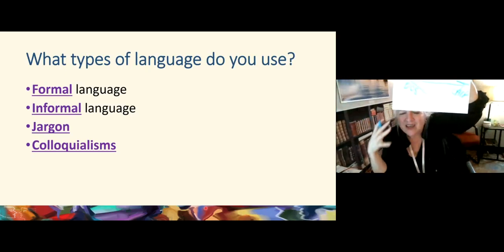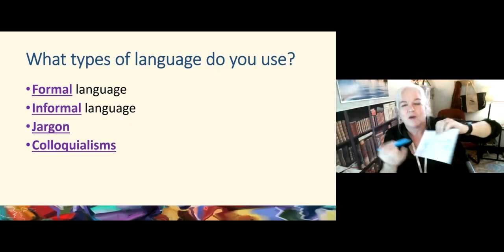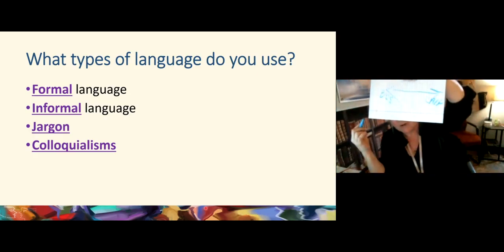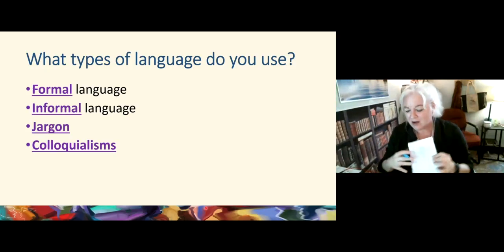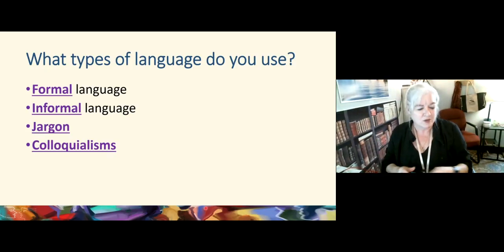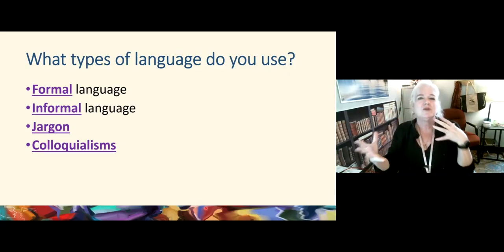BICS would be the informal language. That's like, yo, hey, how's it going? Or, as Joey would say on Friends, how you doing? And then formal is CALP, cognitive academic language proficiency. That's courtroom language. That's hello, and how are you today? All right, so what kind of language do you use?